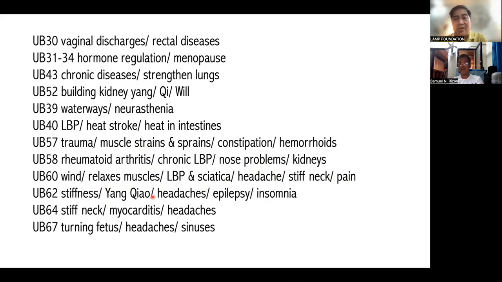Since this is the bladder, we'll talk about the yang chow mai. Bladder 64: stiff neck, myocarditis, headaches. Bladder 67: turning the fetus. I hope you already know the age of gestation at which you can still turn the baby. Week 28 to 32, am I correct? Week 28 to 32.